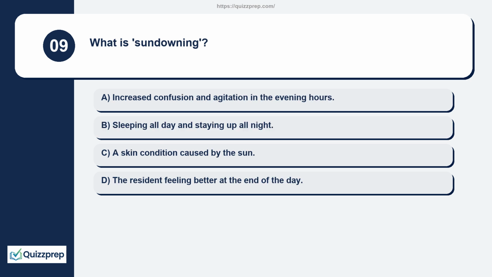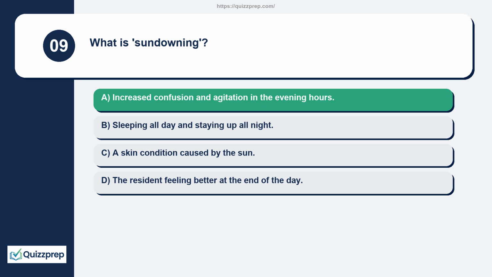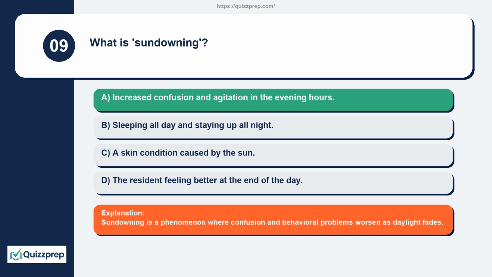Question 9. What is sundowning? Increased confusion and agitation in the evening hours, sleeping all day and staying up all night, a skin condition caused by the sun, the resident feeling better at the end of the day. Sundowning is a phenomenon where confusion and behavioral problems worsen as daylight fades.